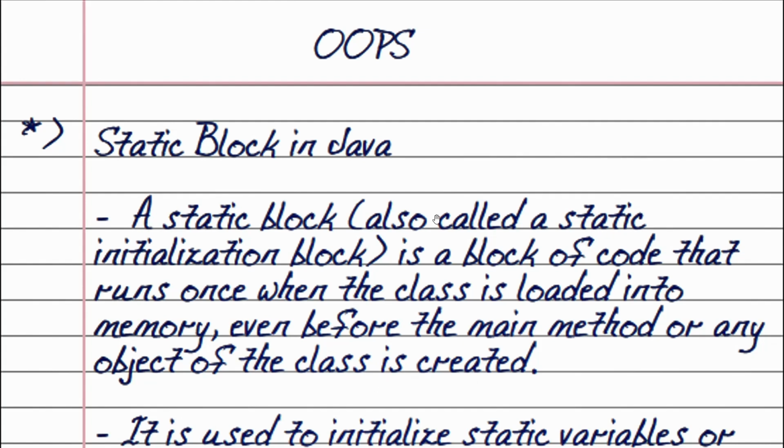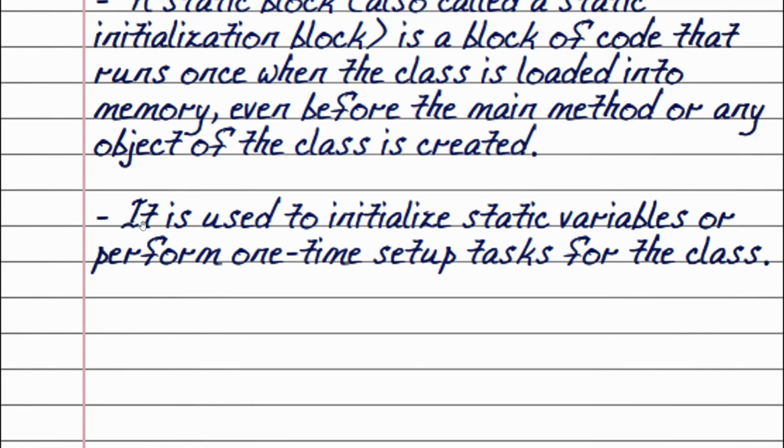The static block executes only once, when the class is loaded into memory, and it executes before the main method. The next point is that it is used to initialize static variables or perform one-time setup tasks for the class.